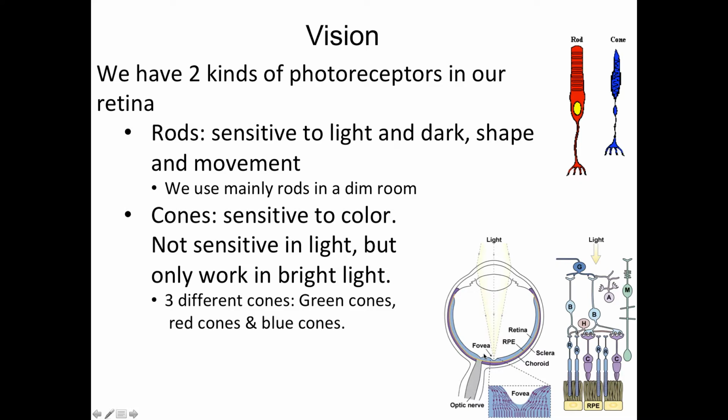So definitely remember that. Again, in bright light, acuity is best when you're looking directly at things. That's because the cones are all together in the fovea. And then in dim light, acuity is best when you're looking slightly away. That's because the rods are on the periphery of the retina.